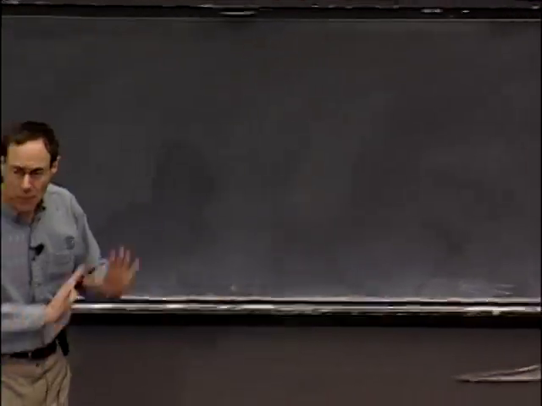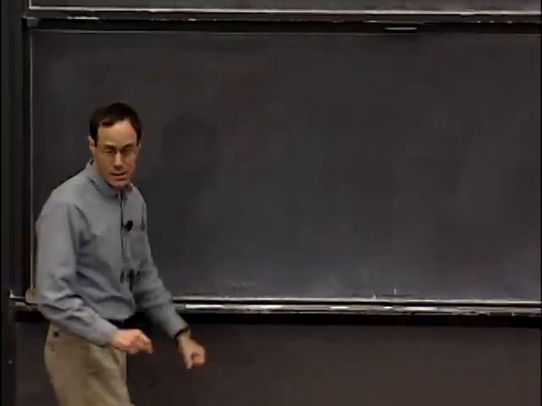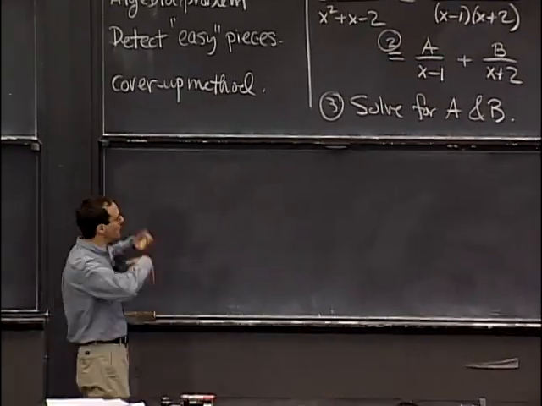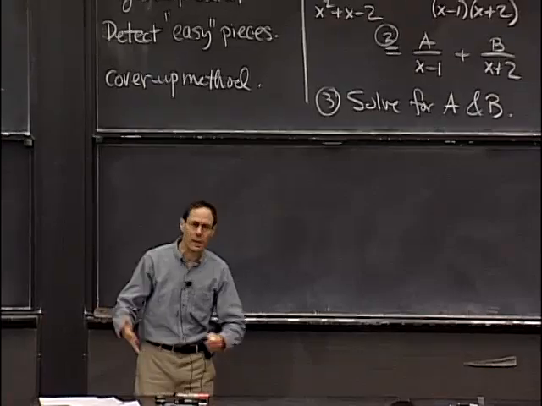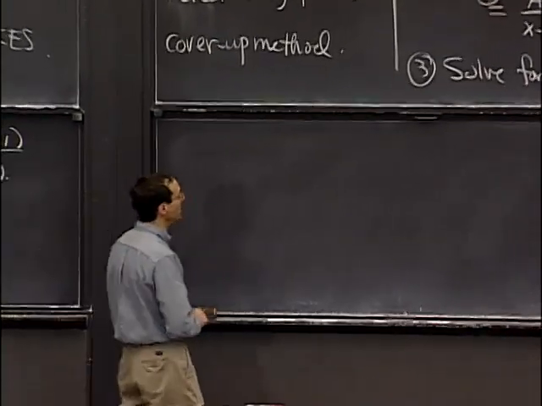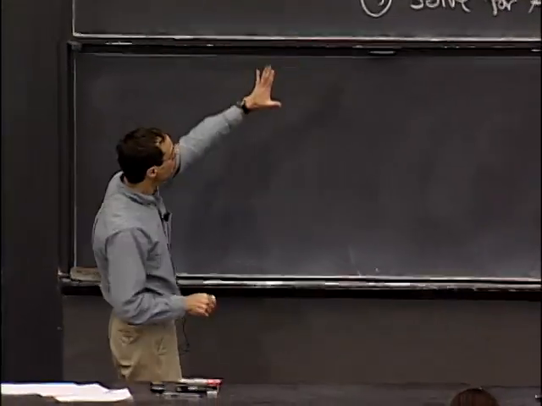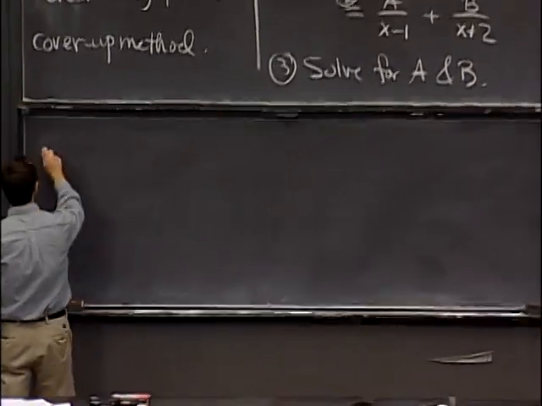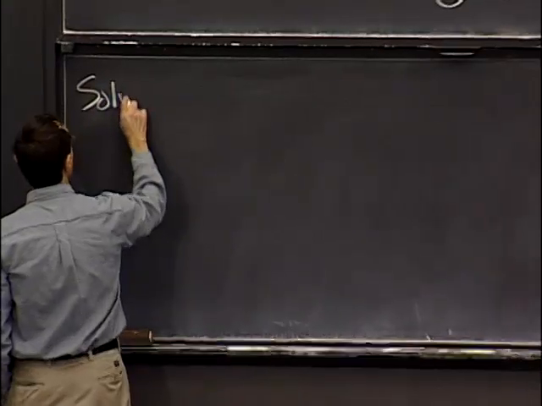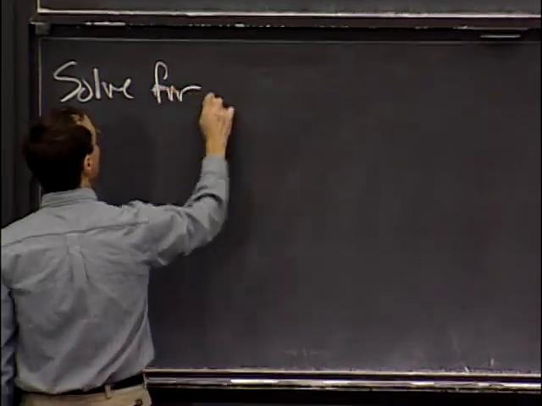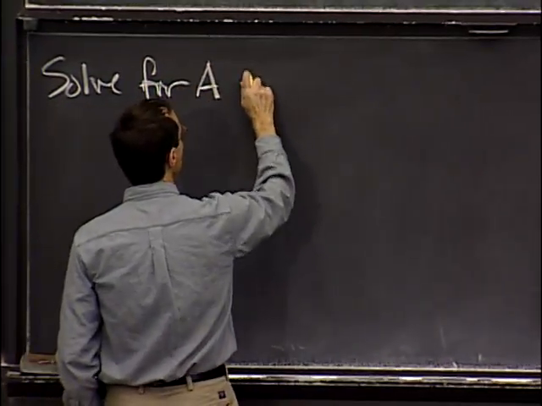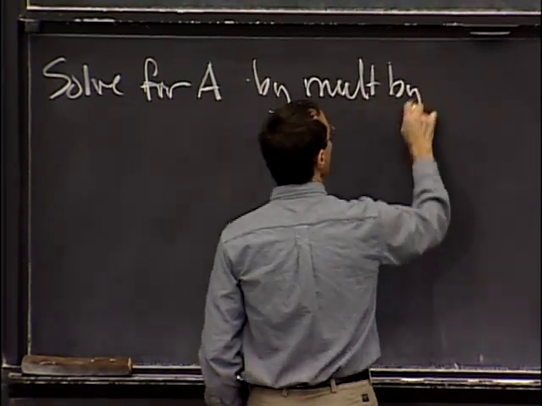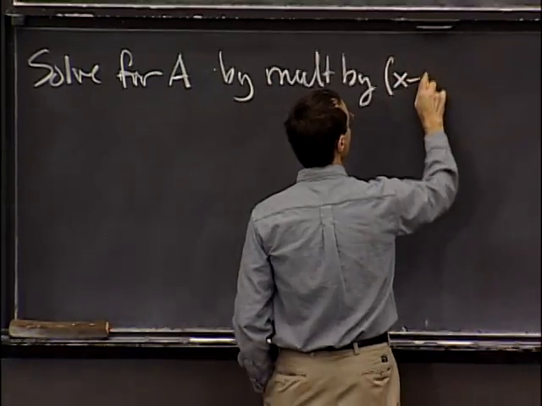And this is where the cover-up method comes in handy. This is the method that I'm about to describe. Now, you can do the algebra in a clumsy way or you can do it in a quick way. And we'd like to get efficient about the algebra involved. And so let me show you what the first step in the trick is. We're going to solve for A by multiplying by x minus 1.